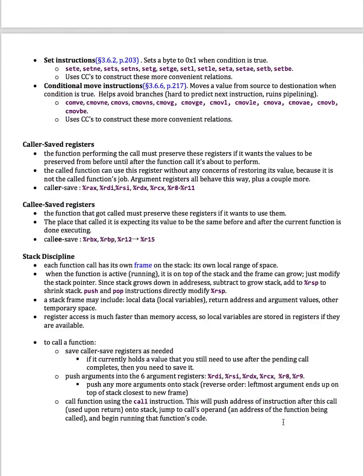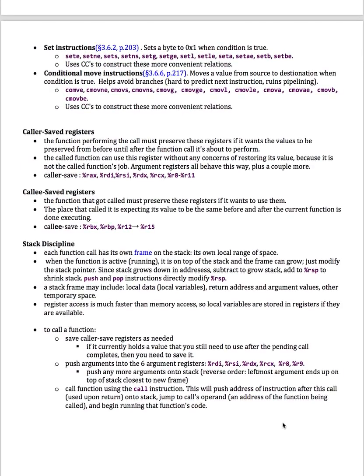Let's keep moving. There were also set instructions and conditional move instructions, where the set instruction is to set a byte to 1 when the conditional is true. And conditional move instructions were to move conditionally.